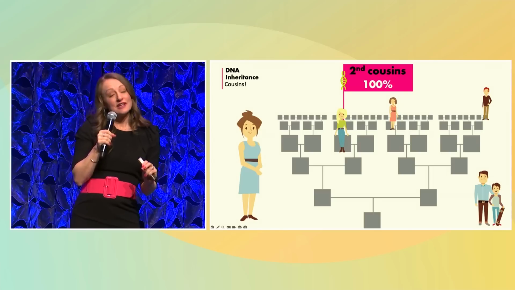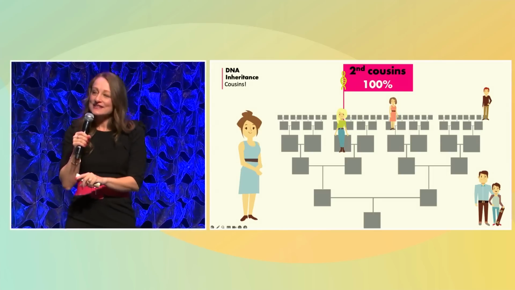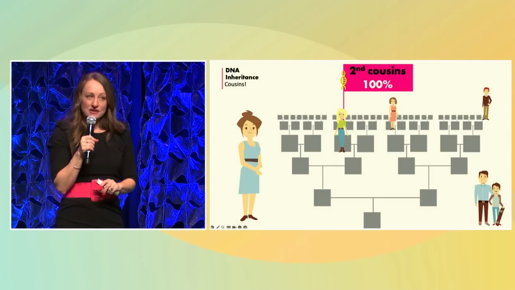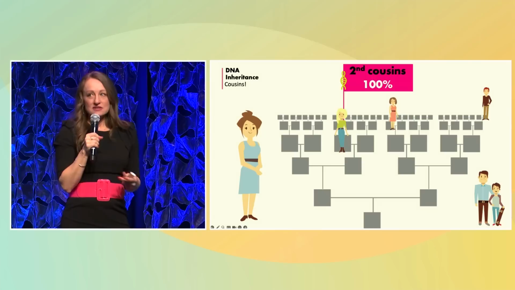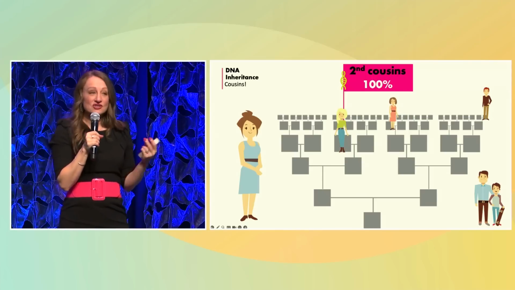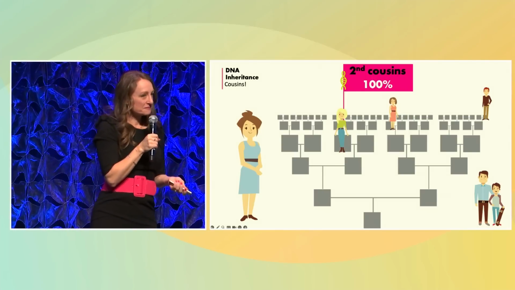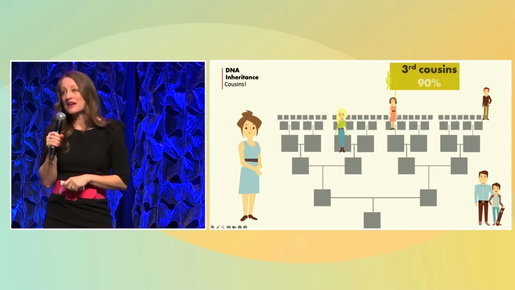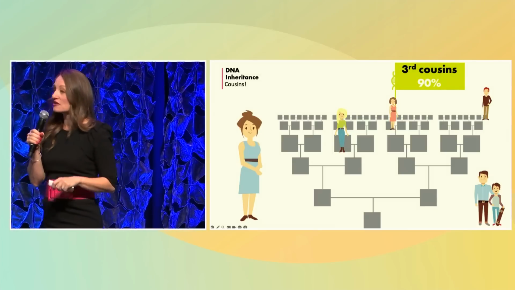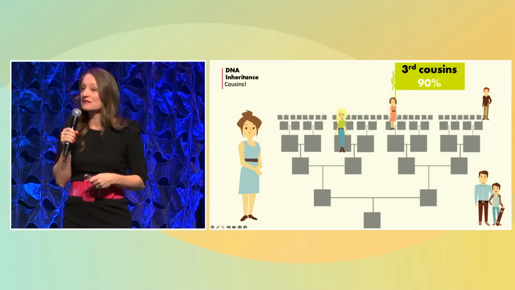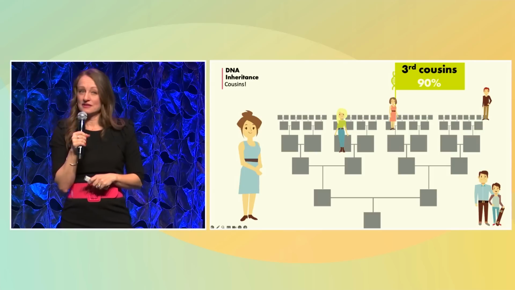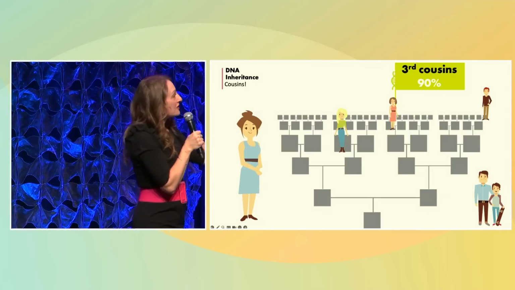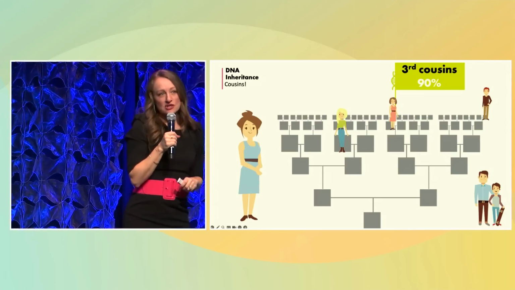So if you have a second cousin who's taken a DNA test that you don't share DNA with, that tells you there's a disagreement between your genetics and your genealogy. But if we go back just to third cousins, you will not share DNA with 100% of your third cousins. Only about 90% of your third cousins will you share DNA with.